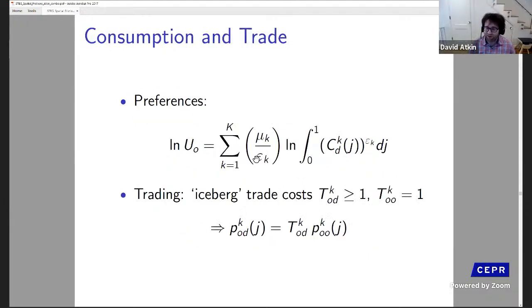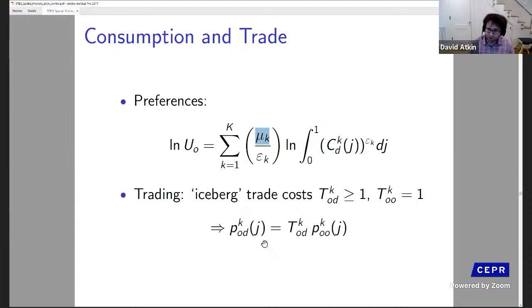Okay, what are our preferences? So we're going to have Cobb-Douglas across different goods, across wheat, across rice. That's that mu here. And then CES within these goods, as in a lot of these modern spatial models, where epsilon is this elasticity of substitution across other varieties within rice.